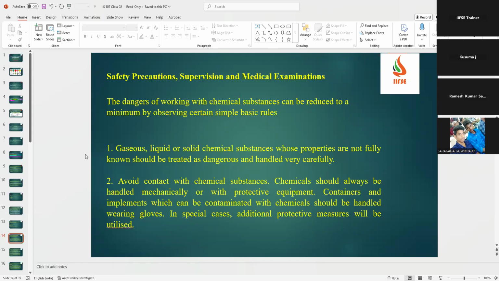Chemicals should always be handled mechanically with the proper PPEs, and also any additional PPEs required. Sometimes specific PPEs are needed for different types of chemicals or atmospheres. Like we have seen different types of nose masks, with mechanical filters or chemical filters, etc. And also the gloves. Even gloves are one of the parts of the PPEs we should use.